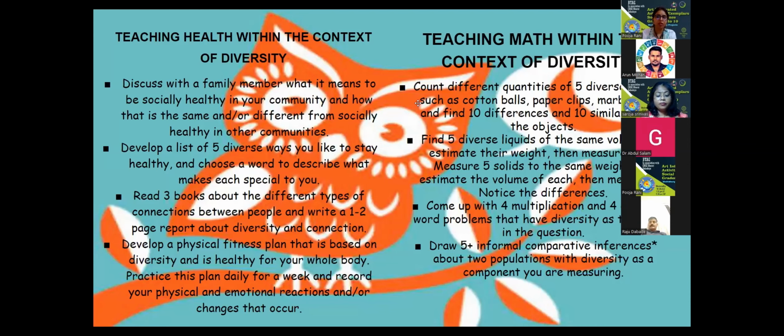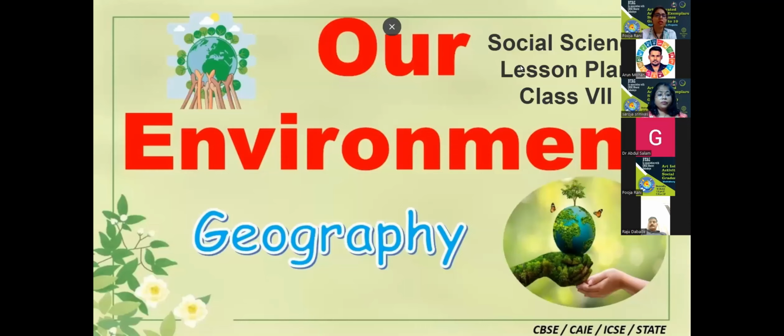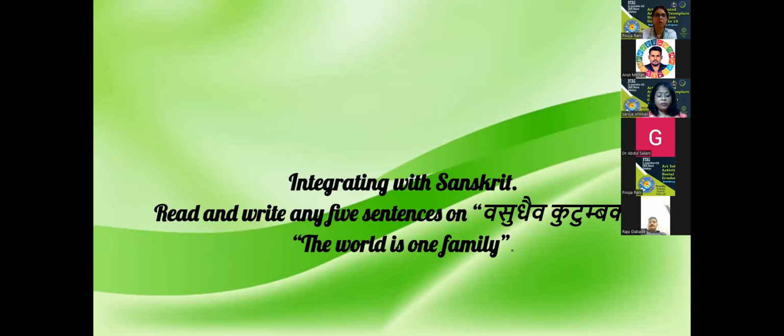Come up with 4 multiplication and 4 division word problems that have diversity as a theme in the question. Draw any 5 formal comparative inferences about 2 populations with diversity as a component of your measuring. So this is the second lesson plan I have taken, for environment from grade 7. I hope it will help you to plan your lesson plans. So integration with Sanskrit: read and write any 5 sentences on Vasudhaiva Kutumbakam, the world is one family. Here we can relate with the G20 summit also, because the motto of the G20 summit is one earth, one family. So sustainable development is a good approach to relate with this topic.